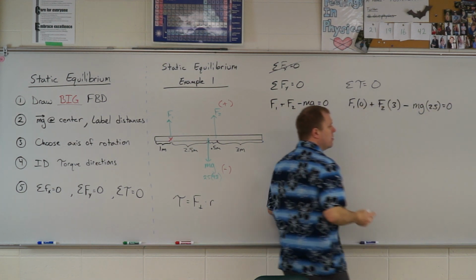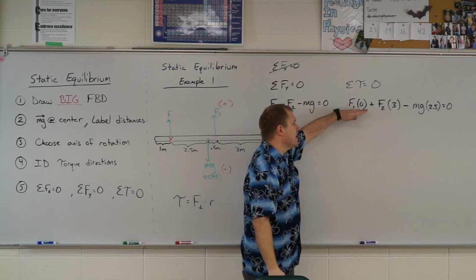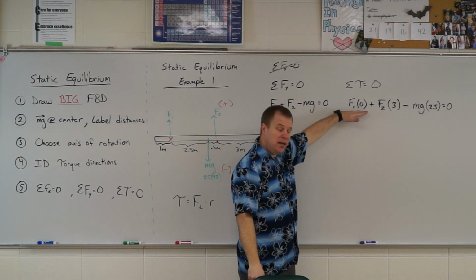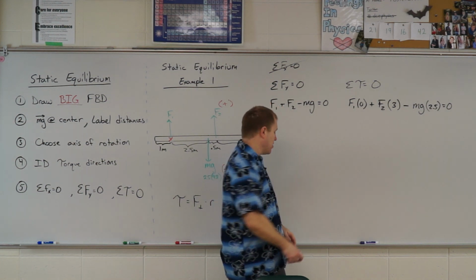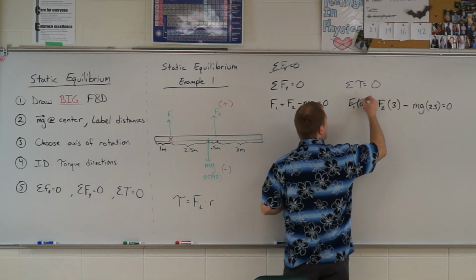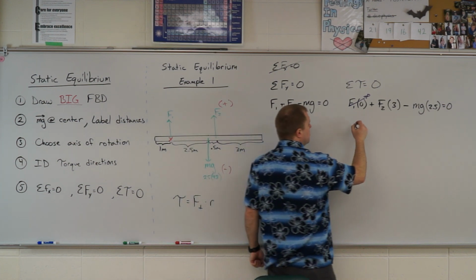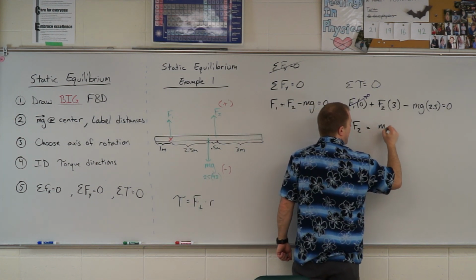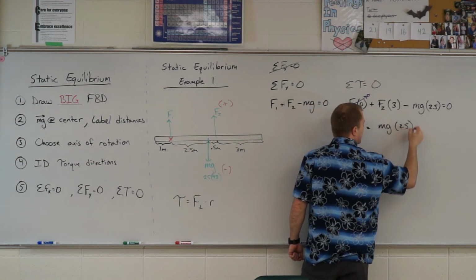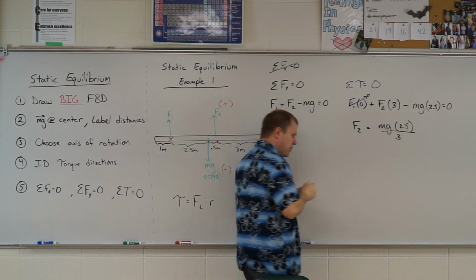All equals 0. Now when we do this, because that axis of rotation was at F1, it's gone. It's not in our problem. 0 times F1 is 0. All right, so now I just need to go ahead and solve for F2. So F2 is going to equal mg times 2.5 divided by 3.